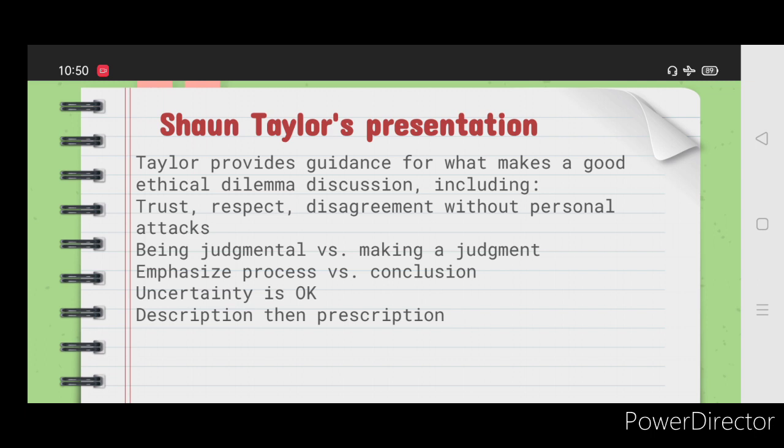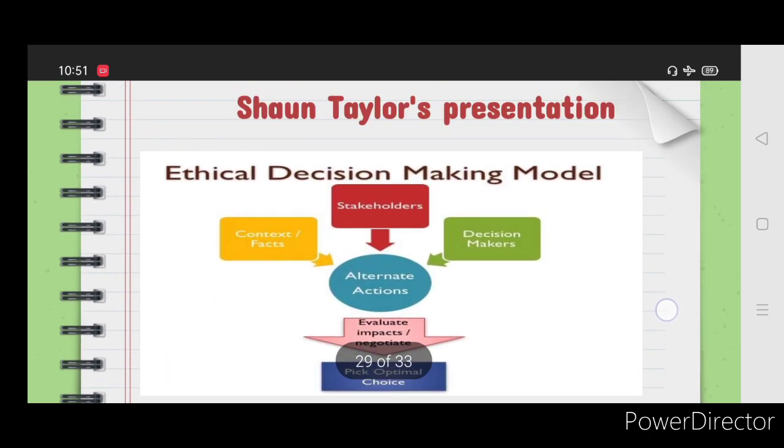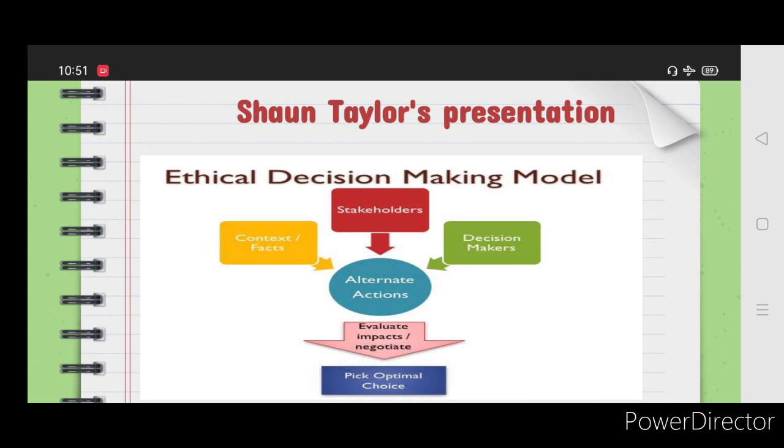Okay, so emphasize process versus conclusion. Okay, uncertainty is okay, description then prescription. So an ethical decision making model is a tool that can be used by healthcare providers to help develop the ability to think through an ethical dilemma and arrive at an ethical decision. Okay, so these models consider the ethical principles, the obligations, and the values. Okay, so ito na yun, yung Sean Taylor's presentation sa summary niya. It's the ethical decision making.